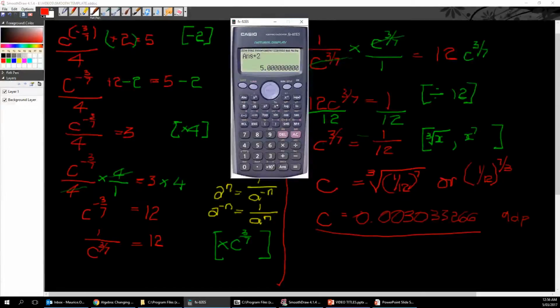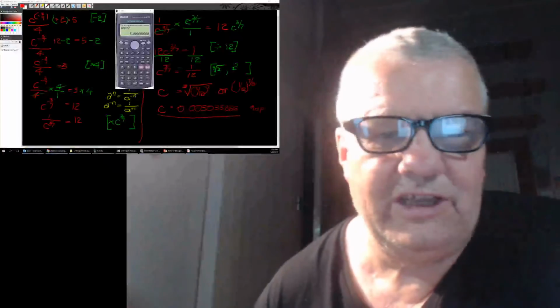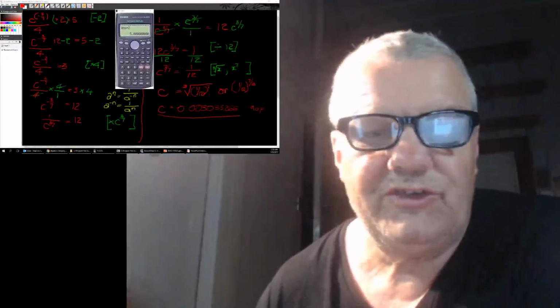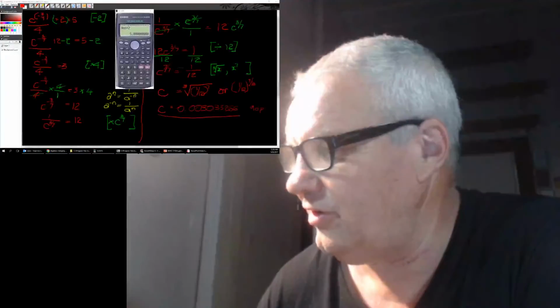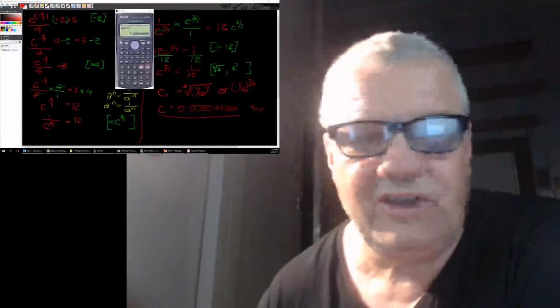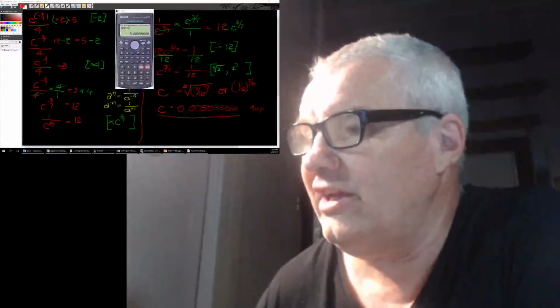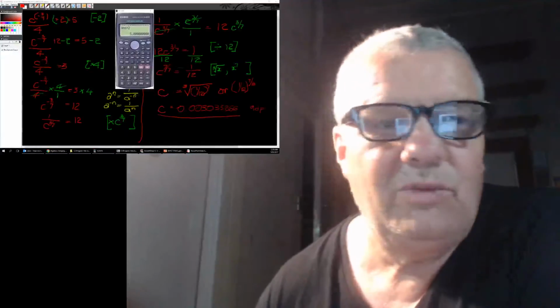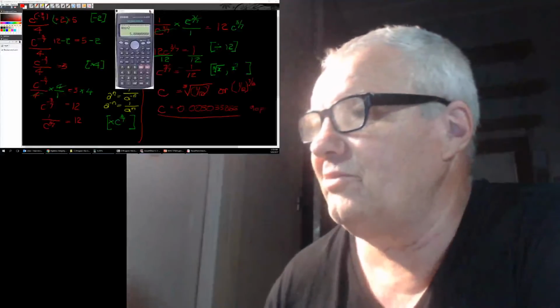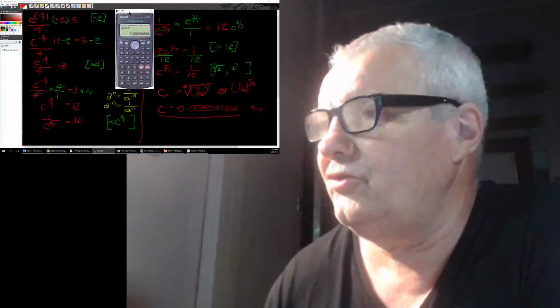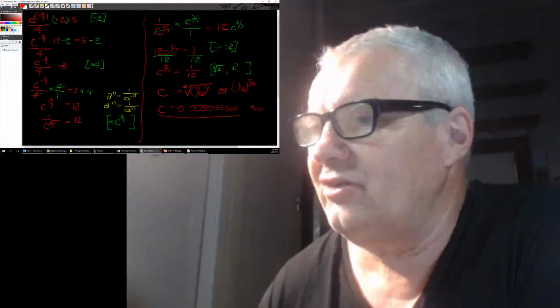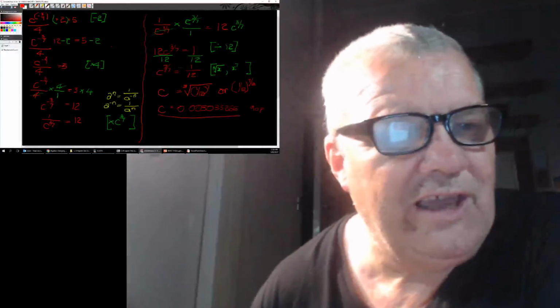So there you go. It would seem that the answer is C equals 0.003033266 to 9 decimal places. So that's a little bit of a tricky answer, but obviously what we need there is some pretty good calculator skills to enable us to get the answer.